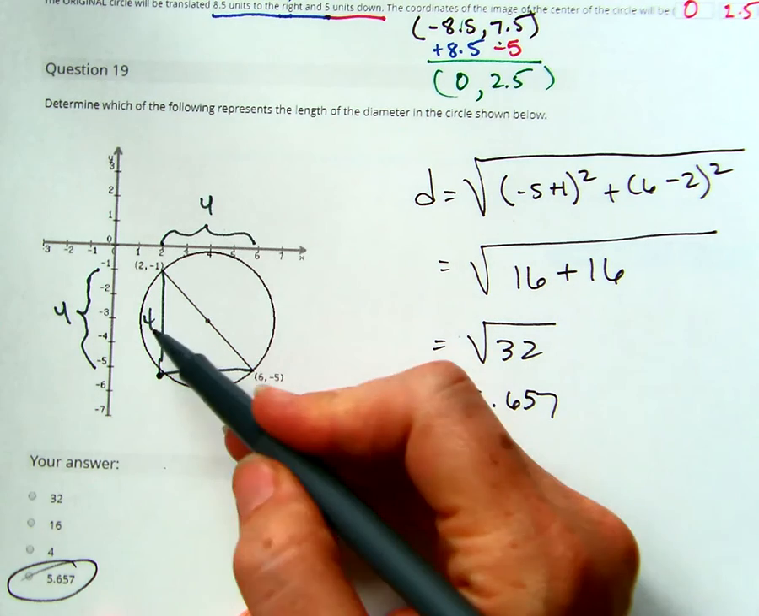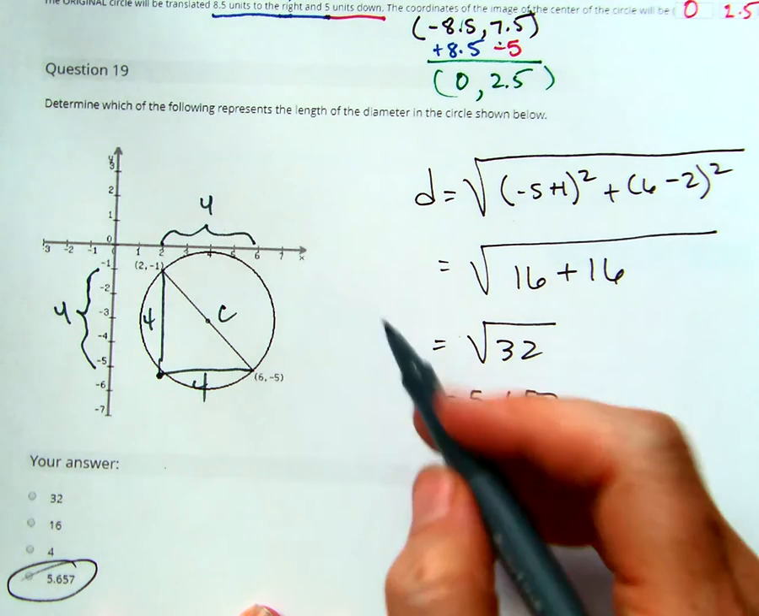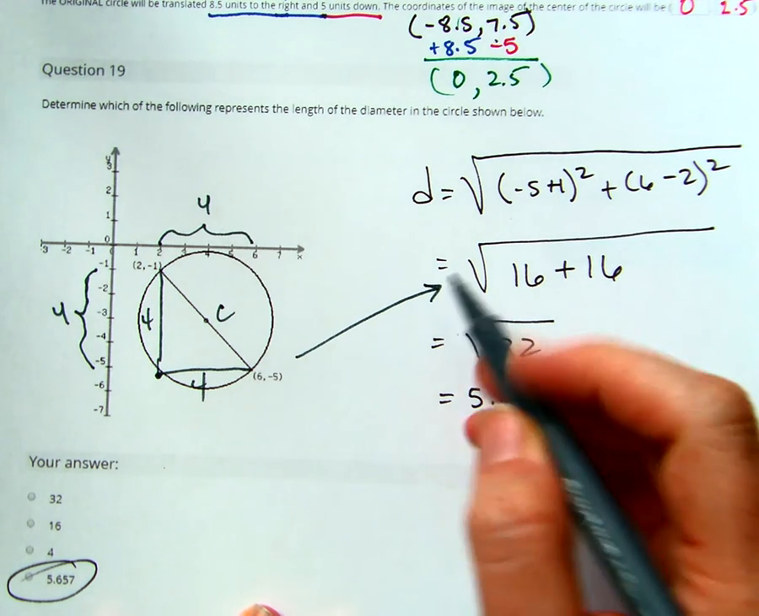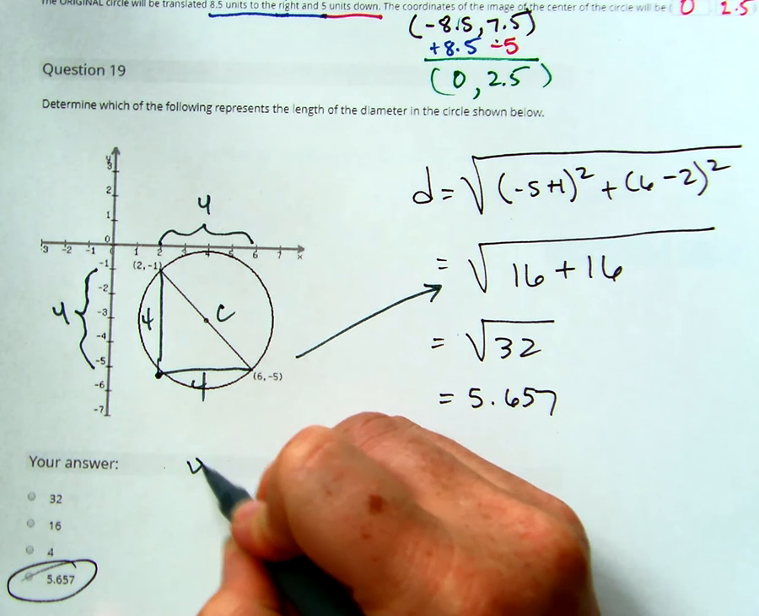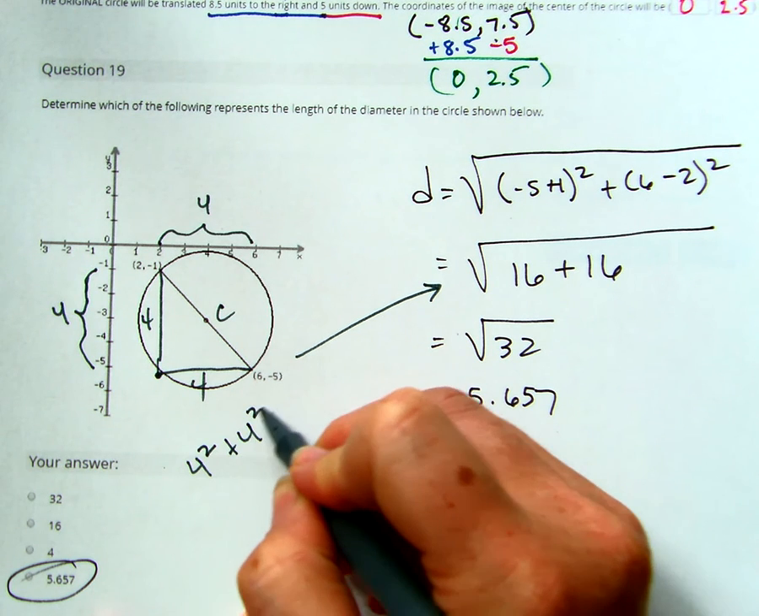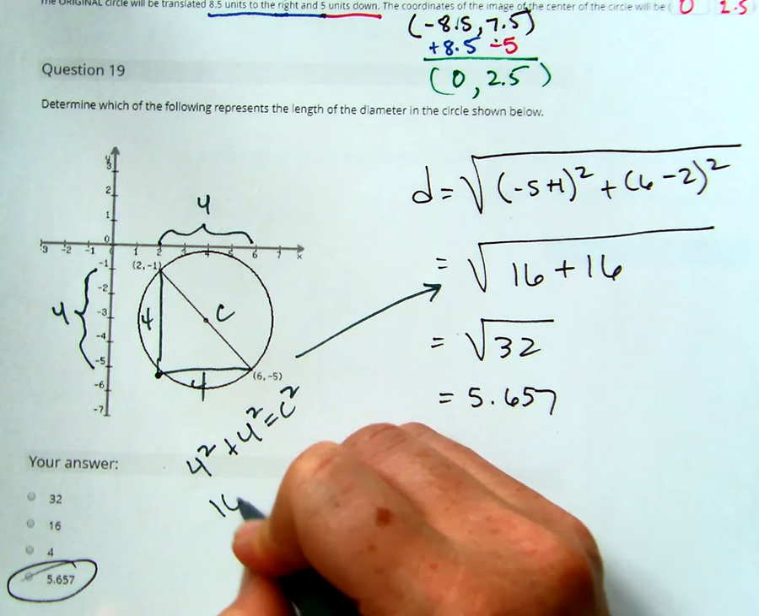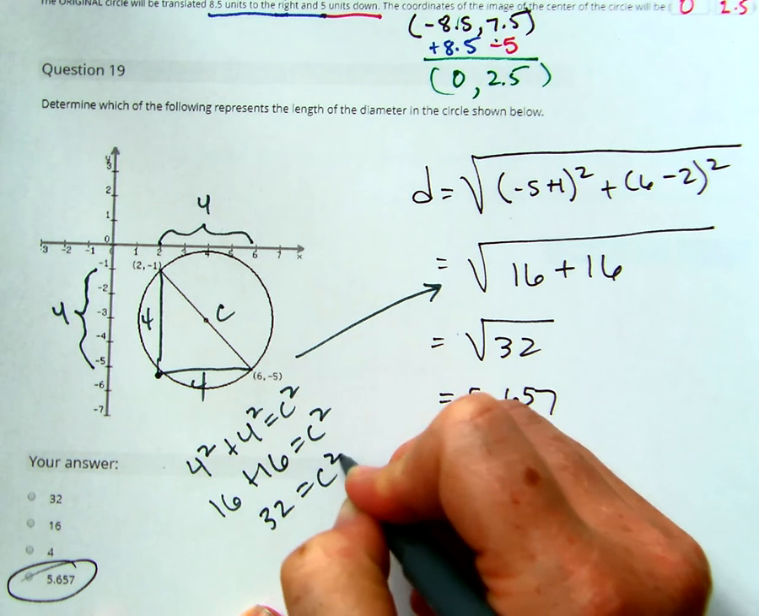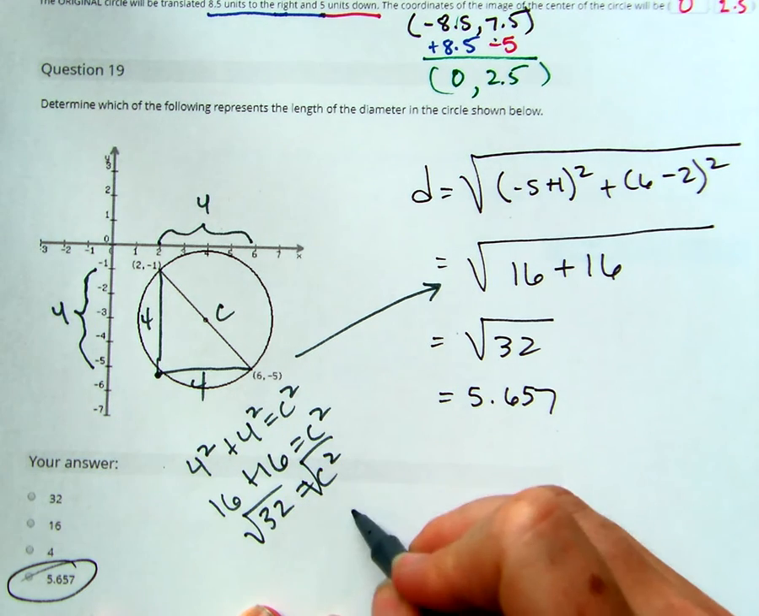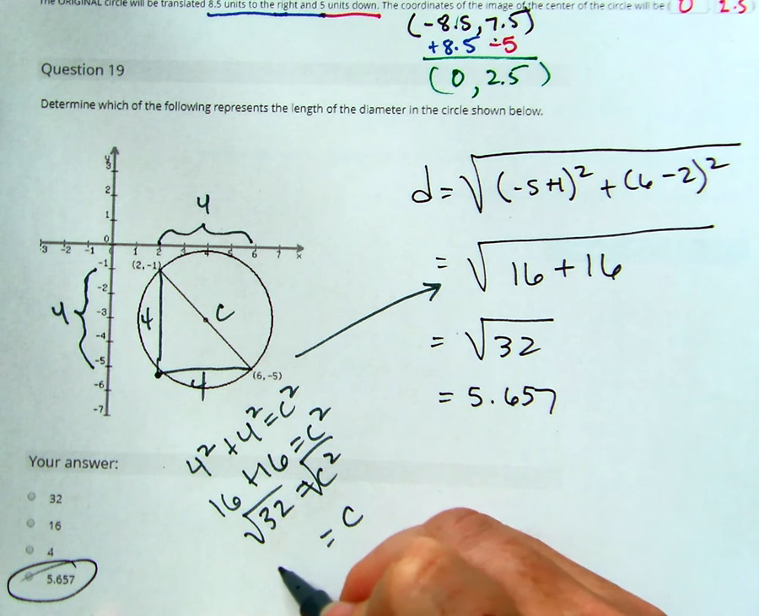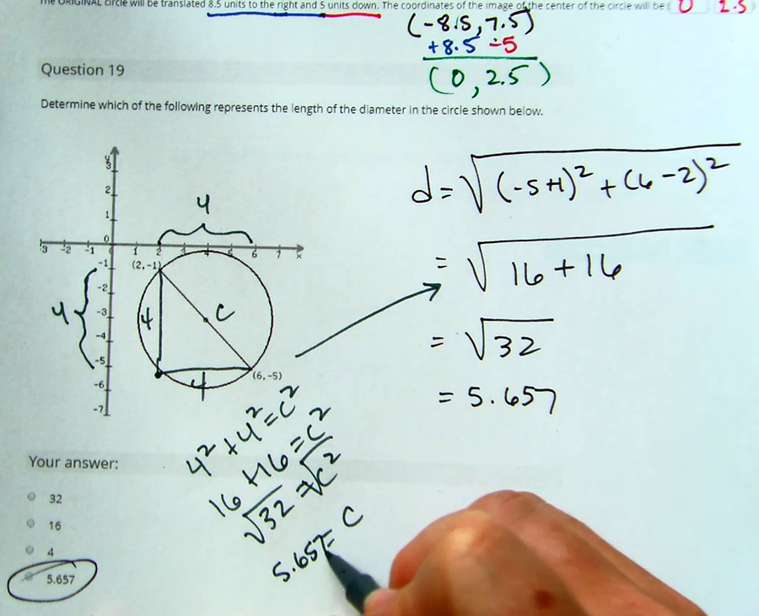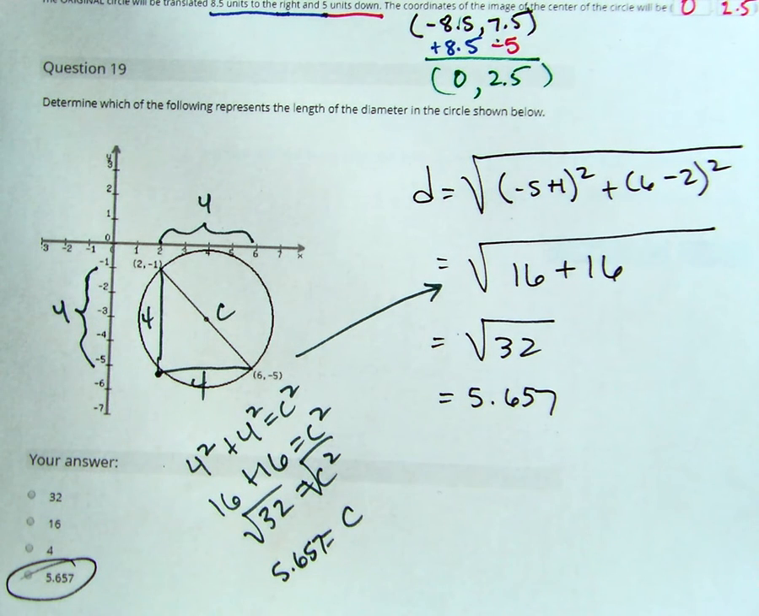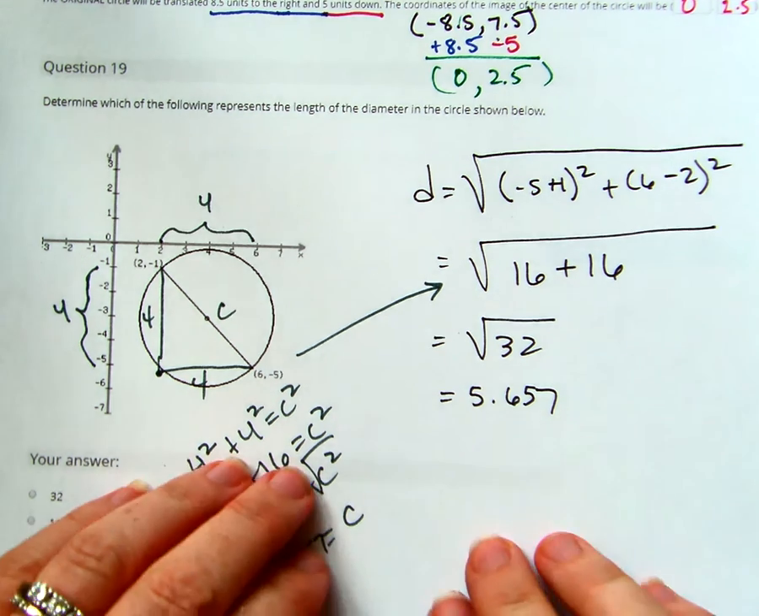Which is 4 squared plus 4 squared equals c squared, which is this. Because really what happens is you're going to say, okay, 4 squared plus 4 squared equals c squared. 16 plus 16 is c squared. 32 is c squared. Take the square root. We don't need plus or minus because it's the side of a triangle. And we get 5.657 that way. So exact same problem, 2 different ways. Okay.